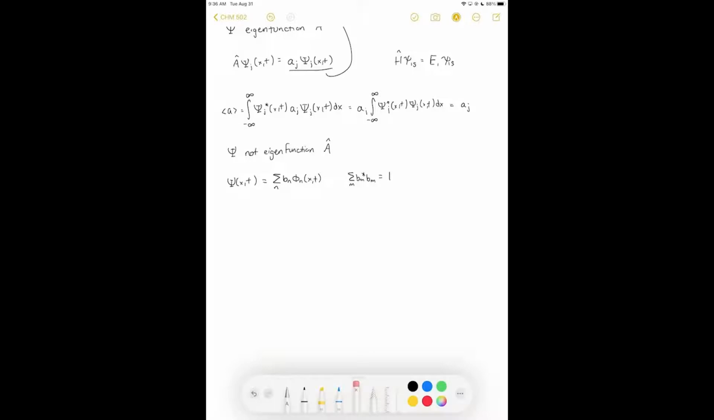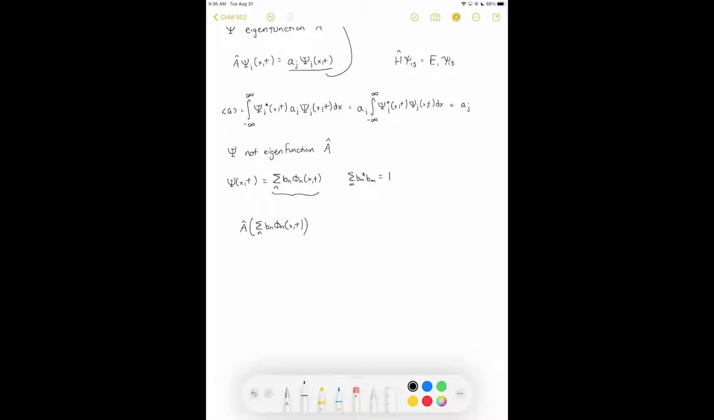And now that we have this, we want to operate on this function with operator A and figure out what the expectation value is. So what happens when we operate on this equation here with operator A? Well, we're operating with A on the sum of all of these eigenfunctions.